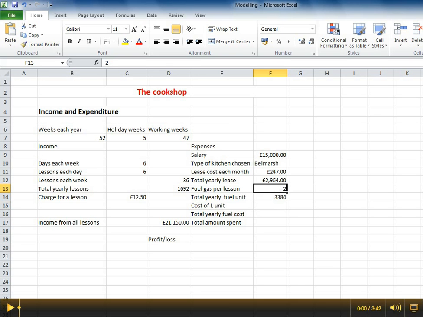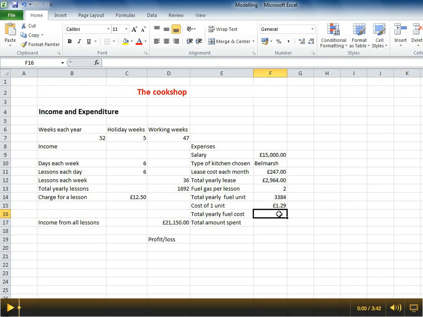I can test that. If we use 3 units of gas per lesson, that number changes automatically. I will correct that now. The next task is, how much does each unit of fuel cost? And the current cost is £1.29 per unit, which is quite expensive. So I now need to work out the total fuel cost per year.